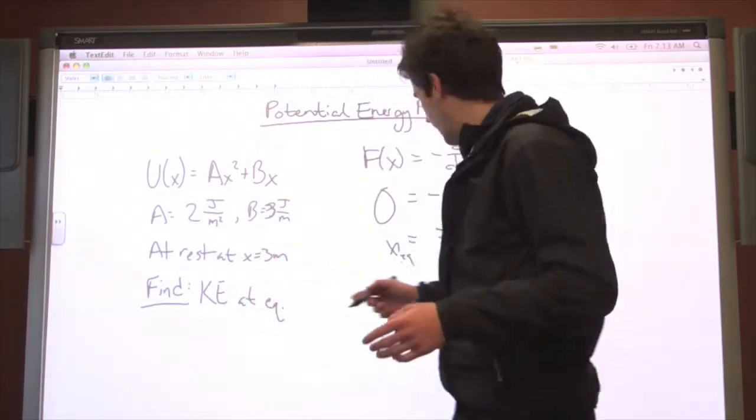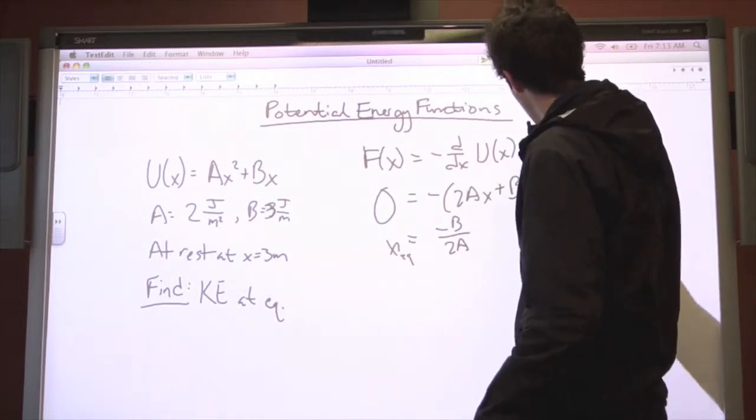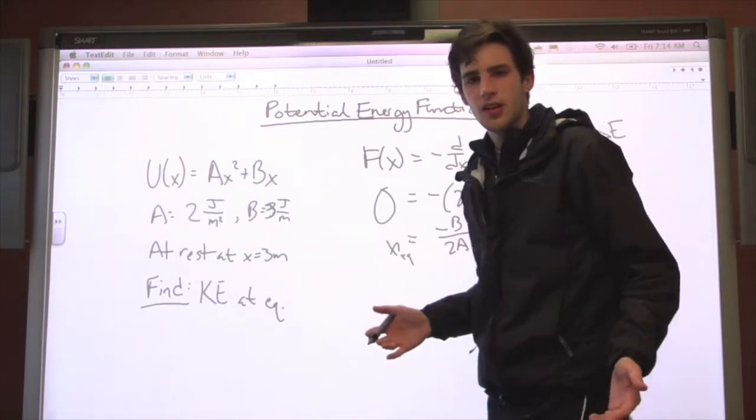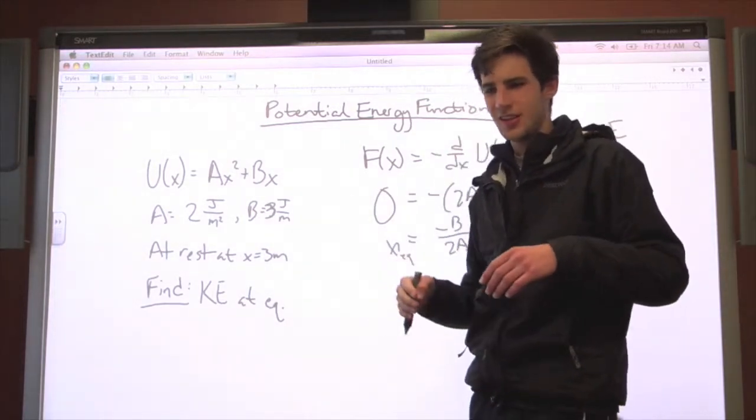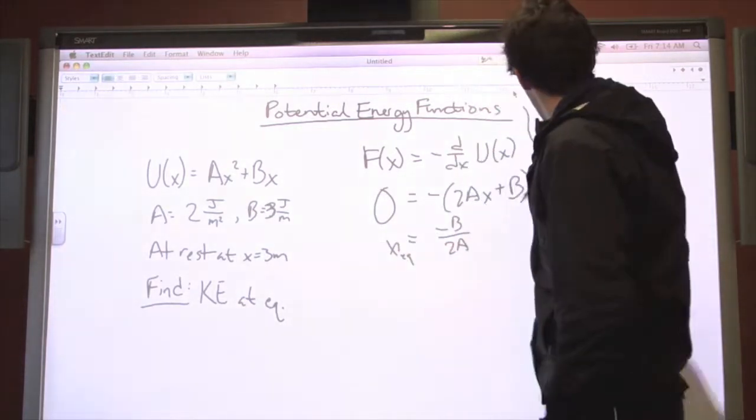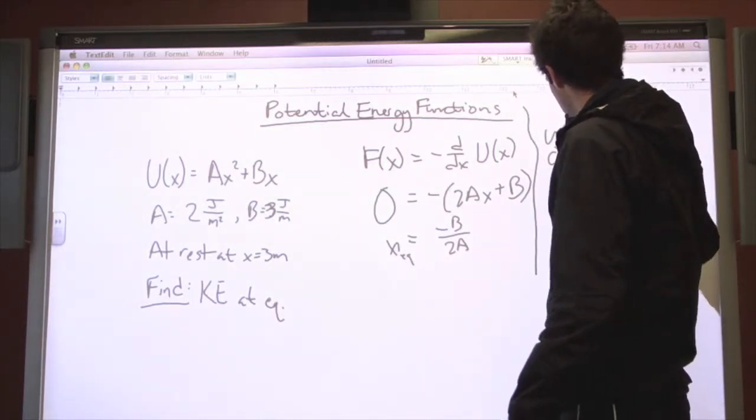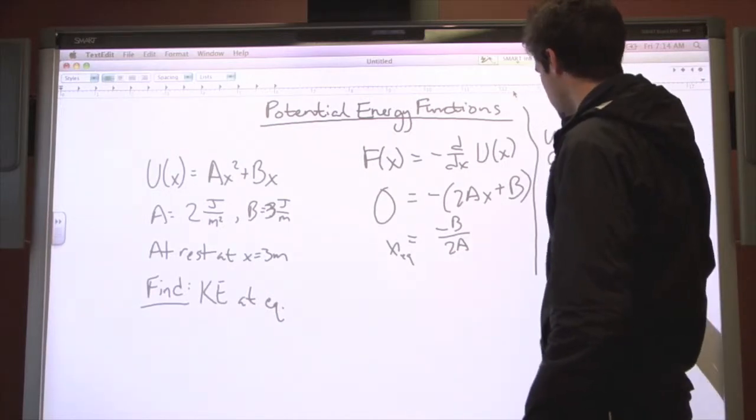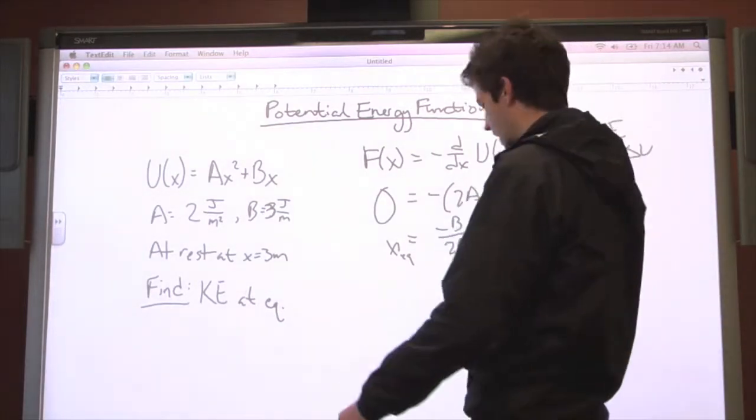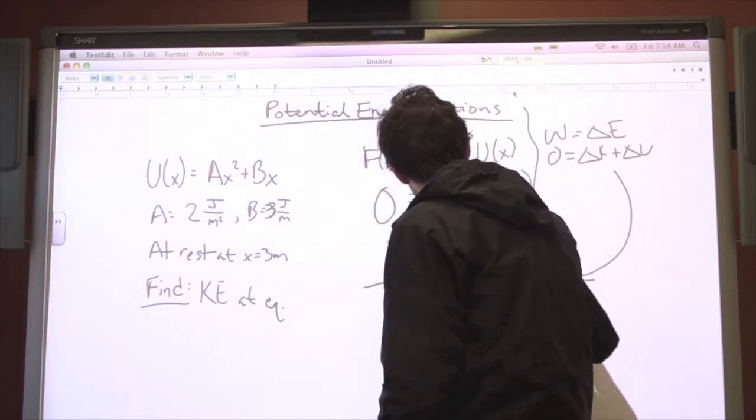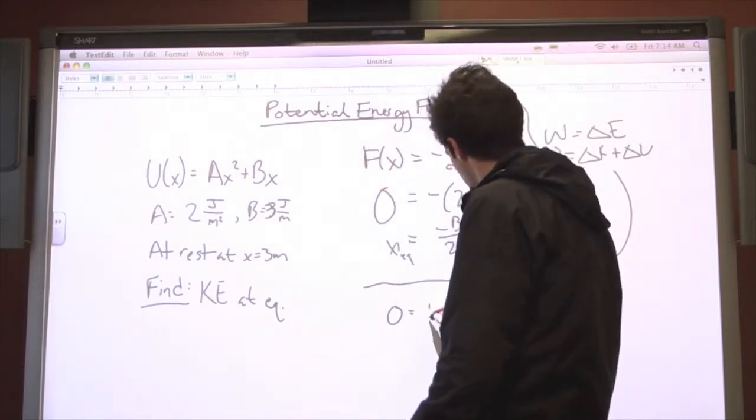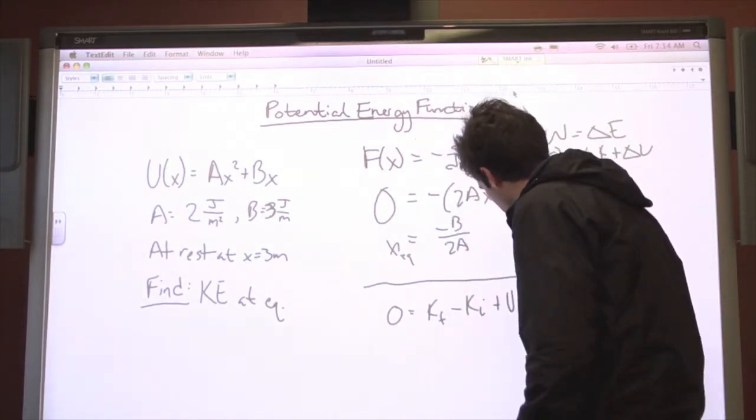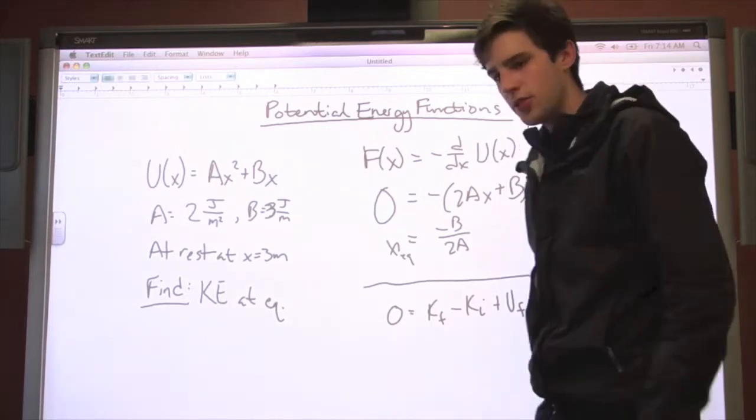So we're just going to say that work is equal to change in energy. And we're going to say that the work done is 0, because we're just going to put the potential energy, whatever's causing it, into the system. We're going to say 0 is delta K plus delta U. So I'm going to move this down here, I know that 0 now equals K final minus K initial plus U final minus U initial.